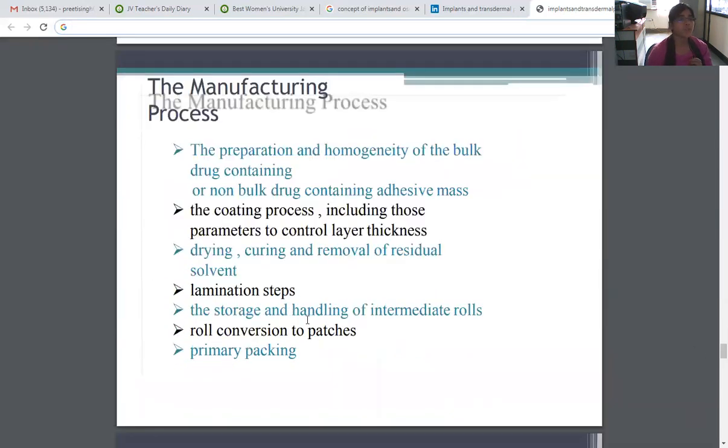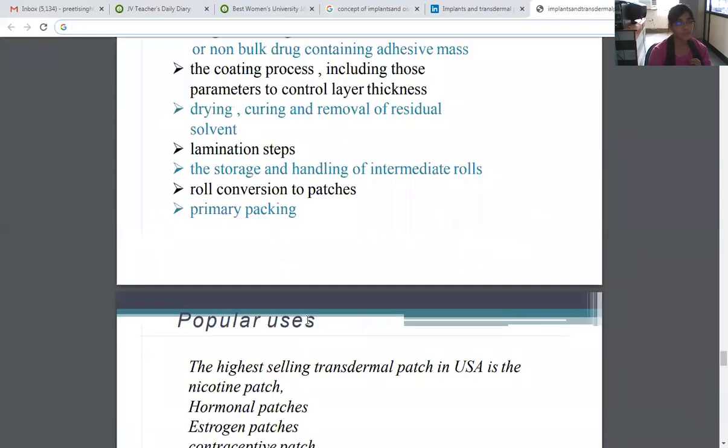So, the manufacturing process: the preparation of homogeneity of the bulk drug containing or non-bulk drug containing adhesive mass, the coating process including those parameters to control layer thickness and drying, curing, and removal of residual solvent. Then the lamination steps, the storage and handling of intermediate rolls, and roll conversion to patches, primary packing.